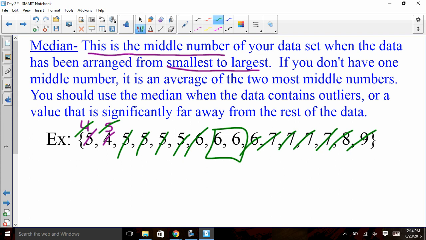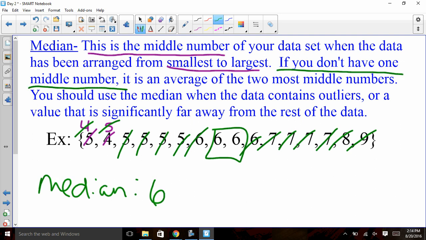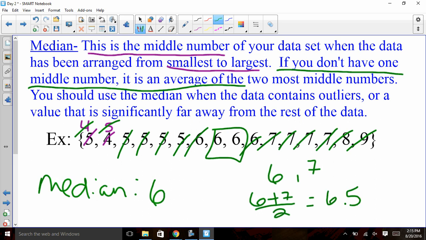I see that in this example, we get 6 and 6. Well, because it's the same number, I know my median has to be 6. What happens if you don't have two of the same numbers? Well, then you're going to average them. So say for a moment that I had gotten 6 and 7 in my middle. I would take 6 plus 7 divided by 2, which would give me an answer of 6.5.